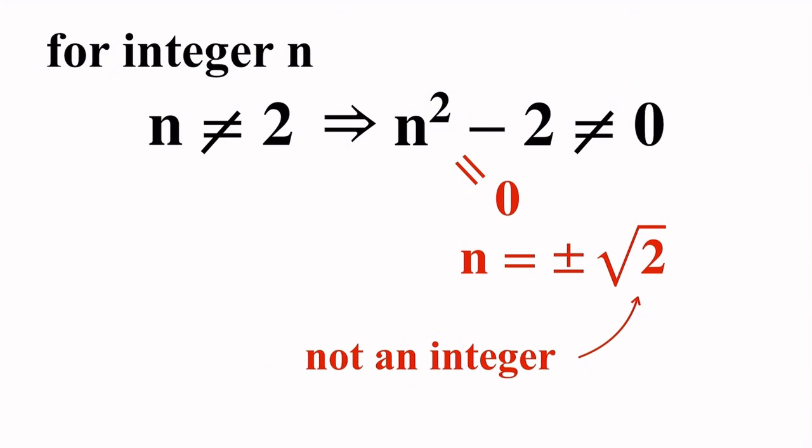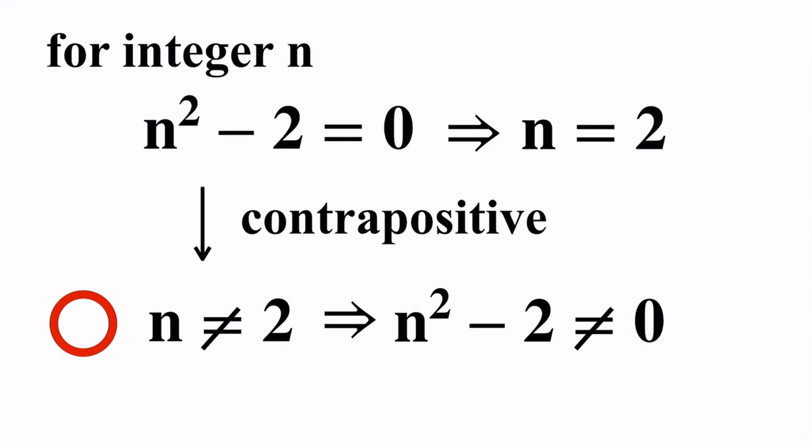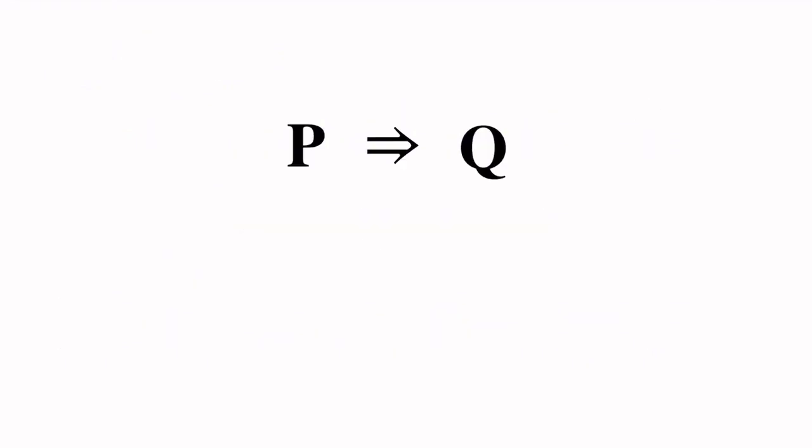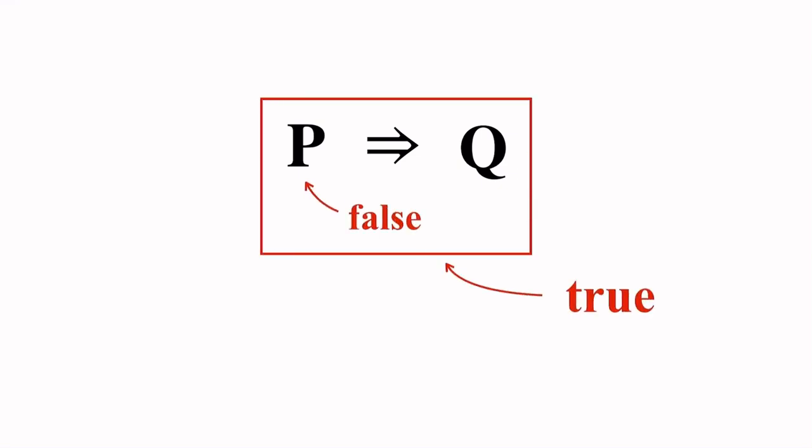Therefore, the contrapositive is true. And when a contrapositive is true, the original statement must also be true. So even though the statement looks false at first, it is actually true. Why does this happen? Here is the key idea. For any statement of the form P implies Q, if P is false, then the whole statement is always true. This is called vacuous truth.